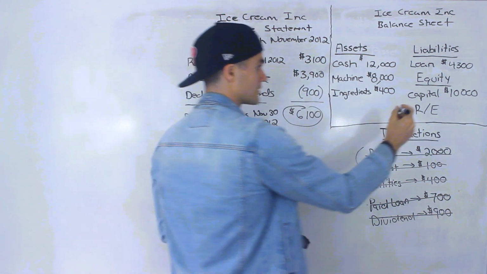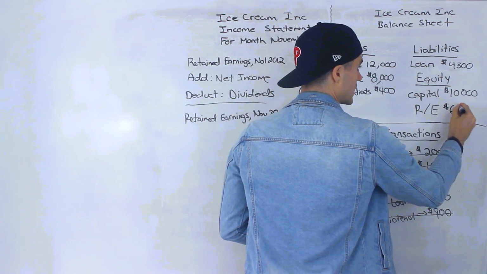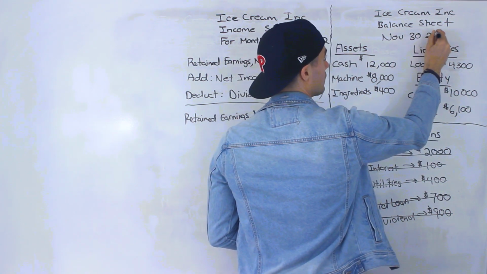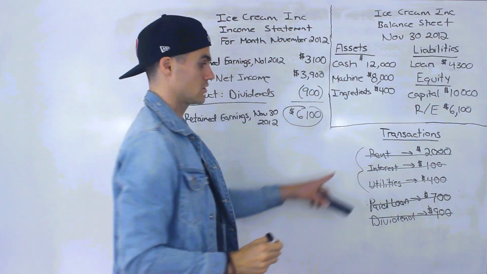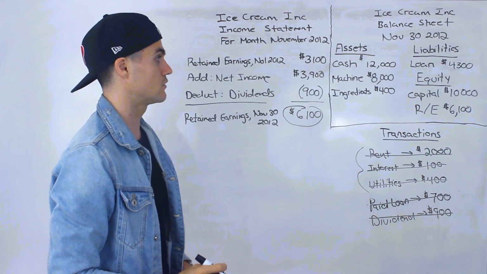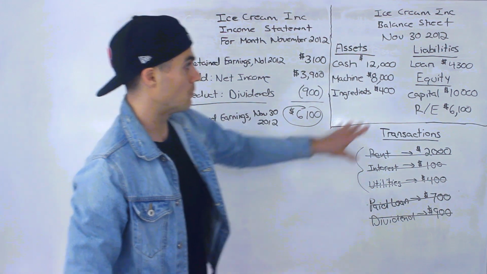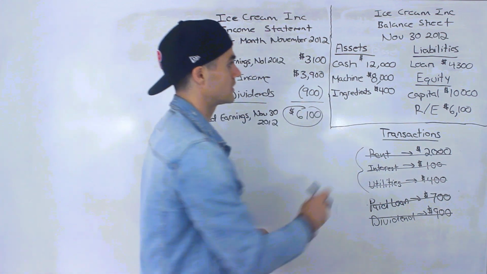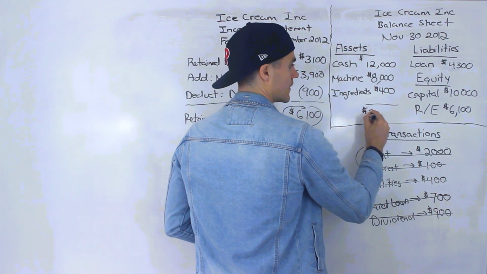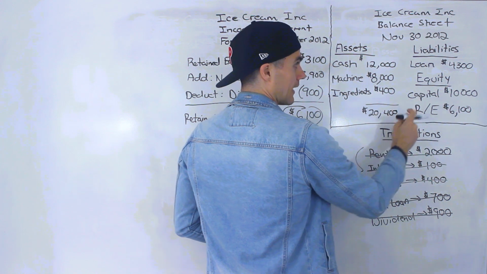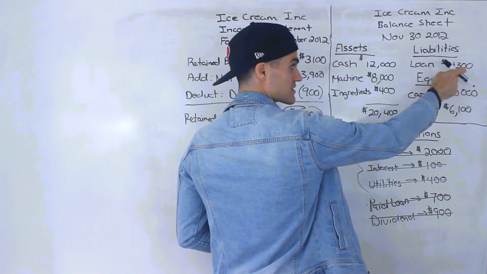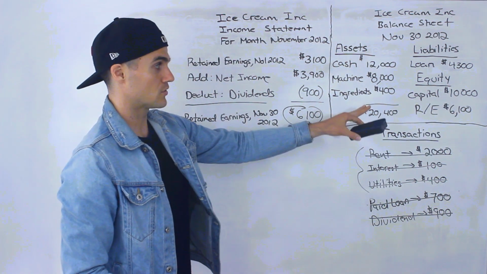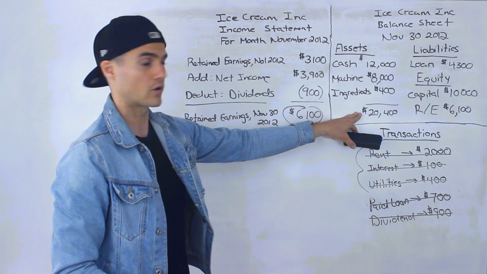And now notice our balance sheet is complete. So we can actually add a date here. This is the final November 30th, 2012 balance sheet. Notice there's no more transactions to take care of. And also notice how both sides are balancing. If we add up all of these numbers, we would get 20,400. And notice when we add up all of these numbers, 4,300 plus 10,000 plus 6,100, which we got from here, that's going to add up to 20,400.